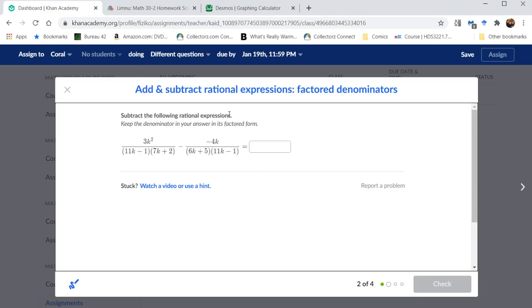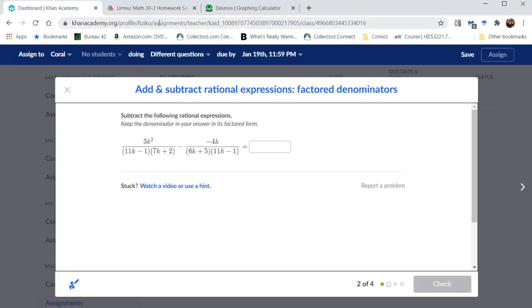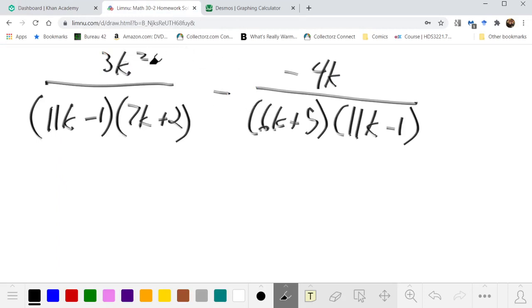Subtract the following rational expressions. So here the denominators are factored, and we have a single factor in common. So our first term, we're just going to have to multiply by 6k plus 5 over 6k plus 5. Our second term, we're just going to need to introduce that 7k plus 2 over 7k plus 2. So we'll start by moving it to our workspace. Now that we have it transcribed to our workspace, oh, that was a negative 4. The first thing I'm going to do is recognize subtracting a negative is adding a positive and change both of those signs to plus signs.